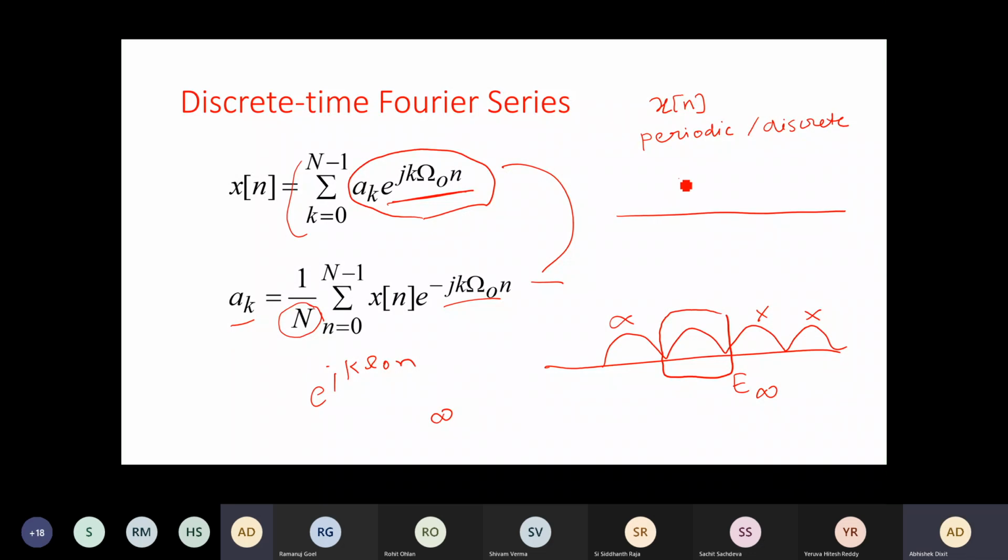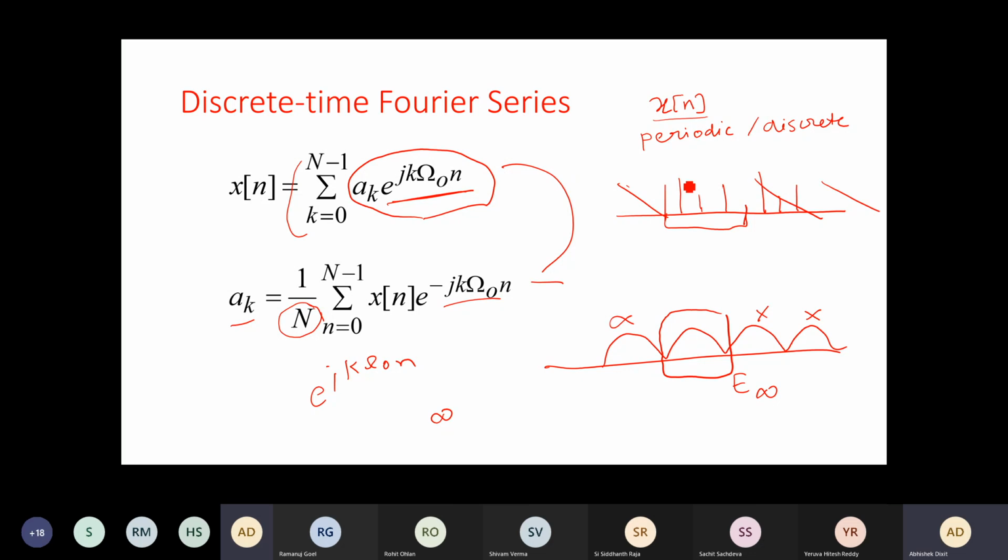Fine. So let me draw some particular xn. Let us think of it like this. Periodic, what does it mean? It means that the information outside a period is repetitive, so there is no new information. So all information about xn is contained only in one period. This one period conveys everything about xn.